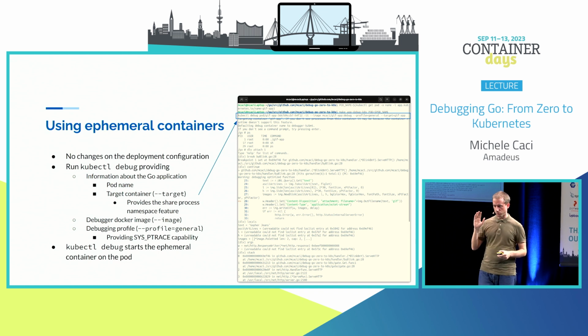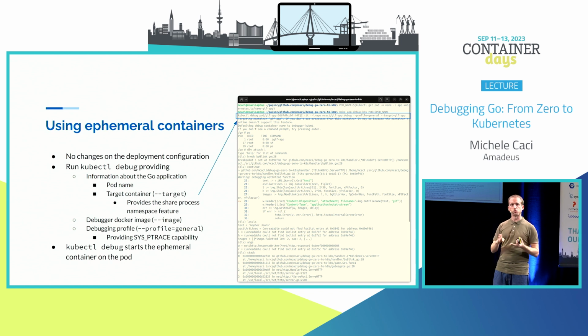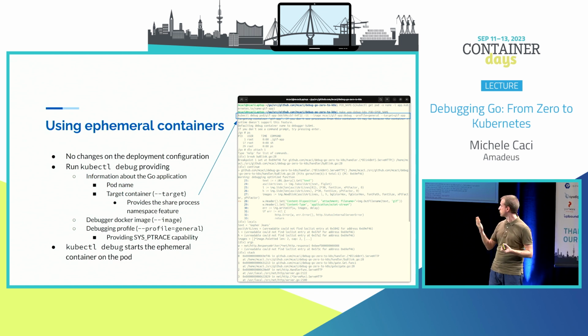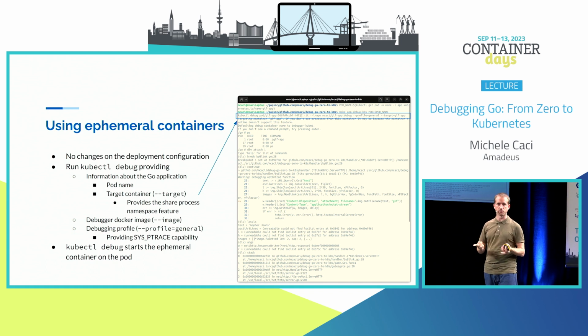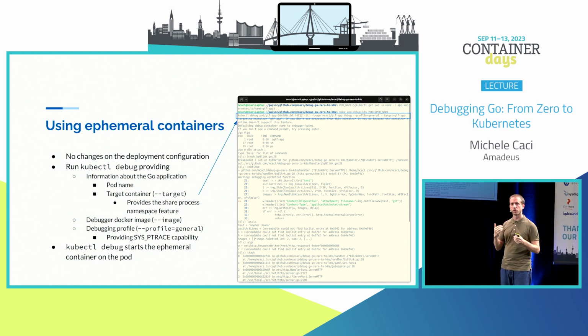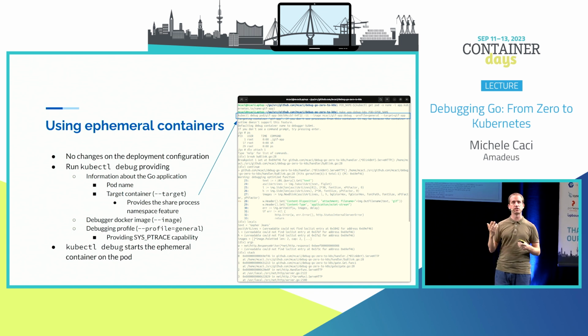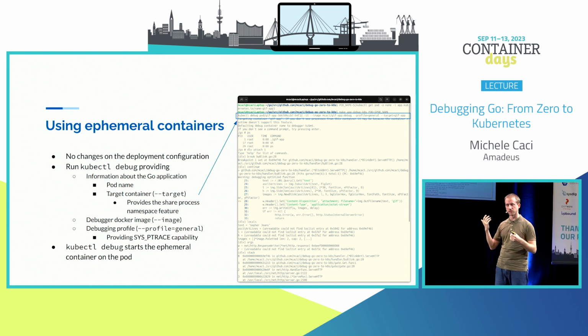Then, to create an ephemeral container, you start by running kubectl debug. And to start the ephemeral container, you'll need to provide some information. First of all, which is the pod that you want to debug, which is the application pod. And in addition to the pod, you also need the target container with the target flag, because this flag in particular provides the share process namespace feature. So thanks to this flag, we'll be able to see the processes of the application. Then we will need to provide information about which is the Docker image that we are going to use to debug our application, so the Dockerfile that we've seen earlier.